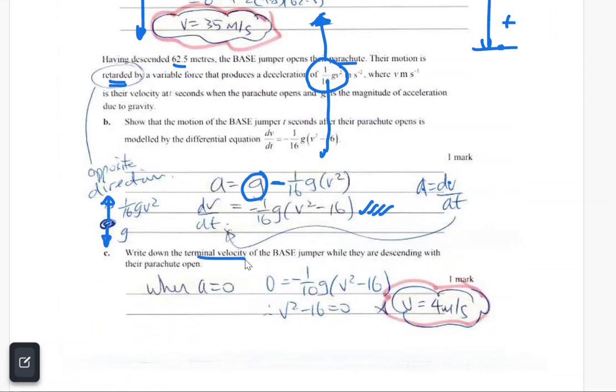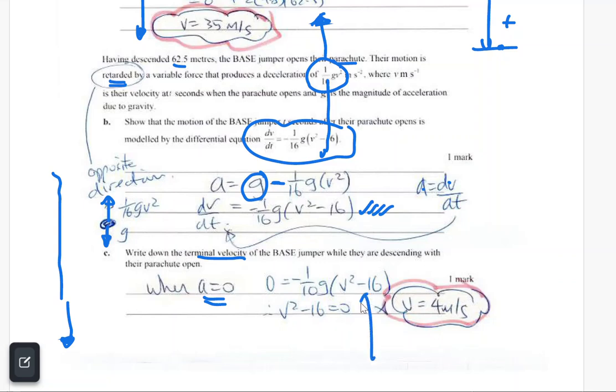To find terminal velocity, that happens when she falls and falls, and then gets to a point where she travels at constant velocity, and that means acceleration is 0. So I can set this last expression, which was my acceleration expression, equal to 0, which means this is equal to 0, which means v is 4.